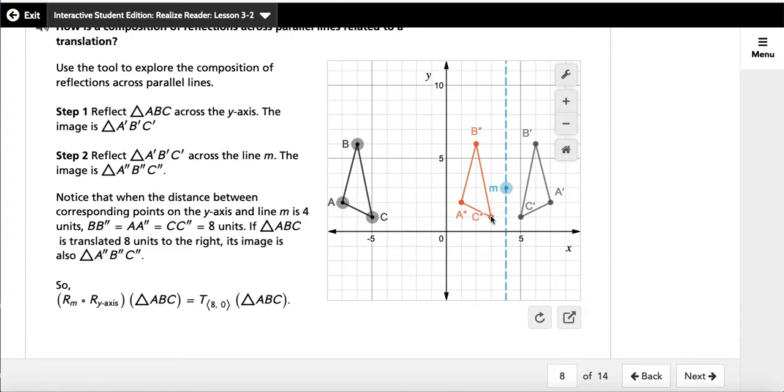And when I move this line, let's say I move it to 3. So now it's 3 units away. Notice what happens here. 1, 2, 3, 4, 5, 6. When I move it to 2, 1, 2, 3, 4. So notice whatever the distance is here, the translation is doubled. So it's a translation of 4.